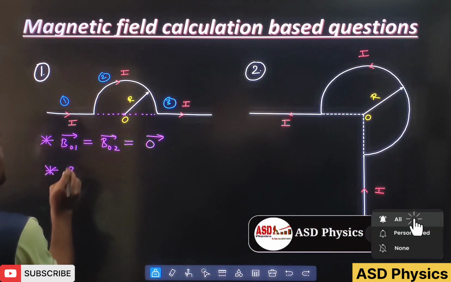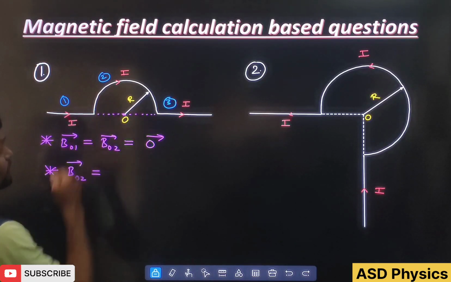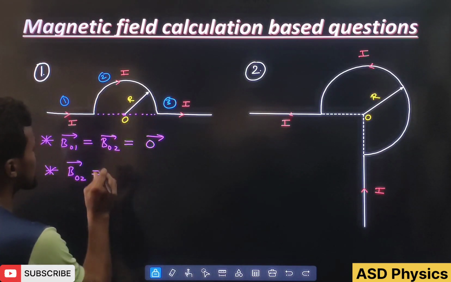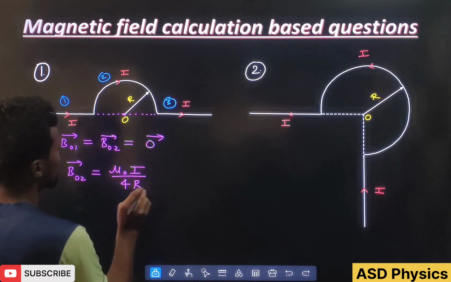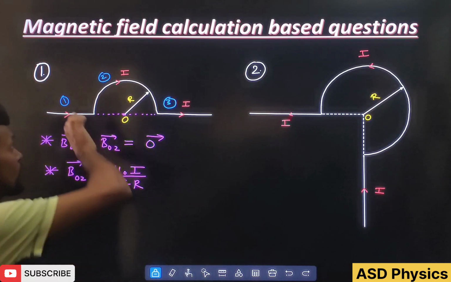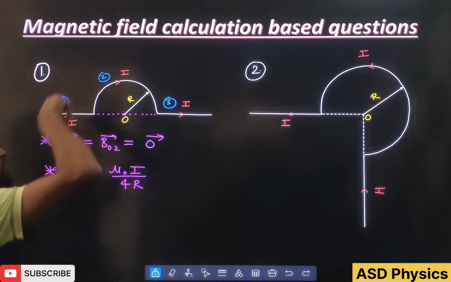Similarly, if we talk about section 2, B02 is given by a semicircular loop of radius r. So what can we write here? Remember the formula, very important: mu naught I by 4r. Direction: all the fingers along the current, palm towards the observation point, thumb inside.